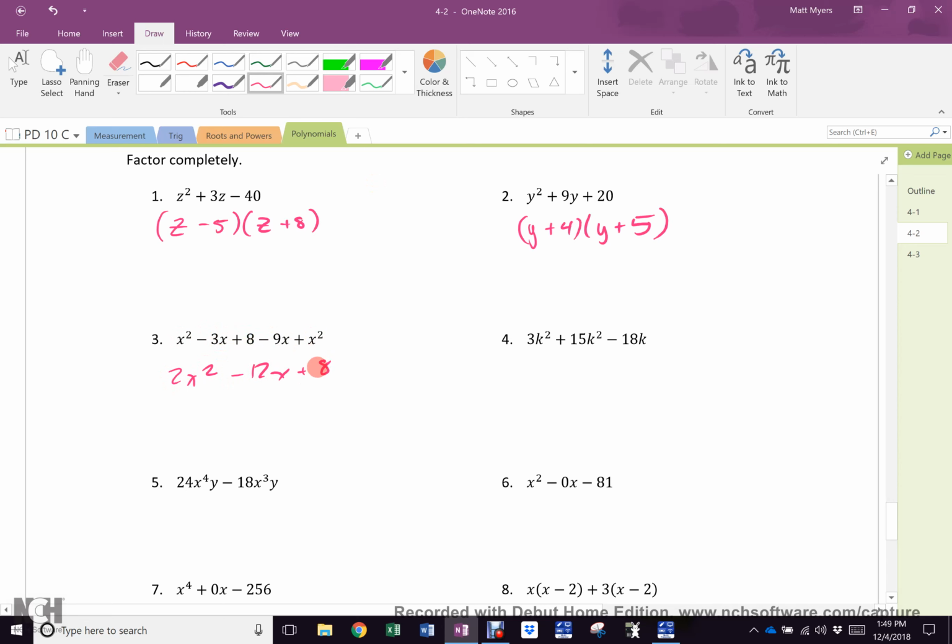2, 12, 8. Divide by 2. X squared minus 6x plus 4. Oh, that looks like this. Are there any factors of 4 that add to 6? No, so we're done. Yay!